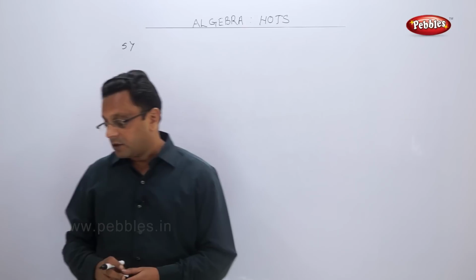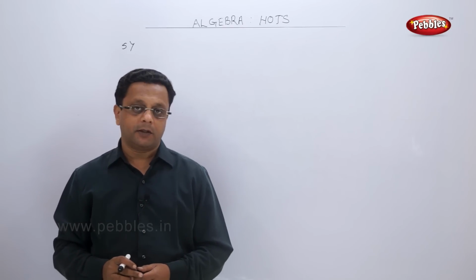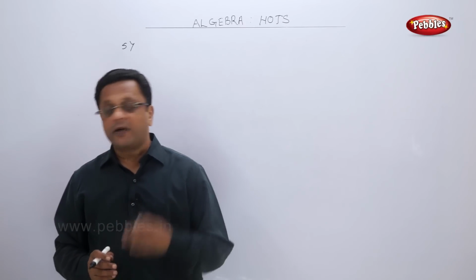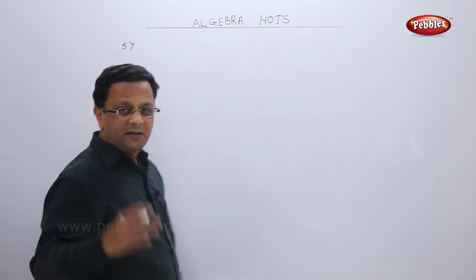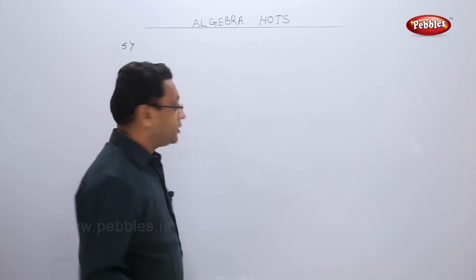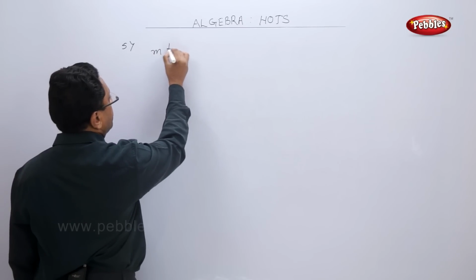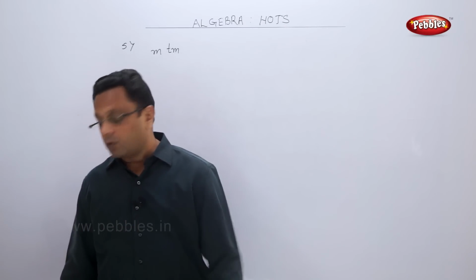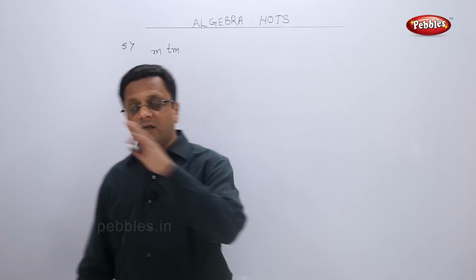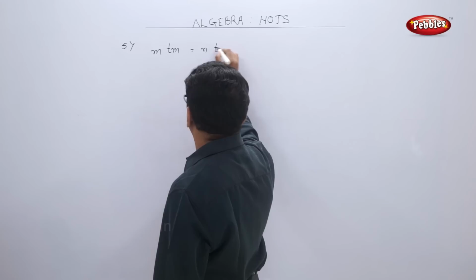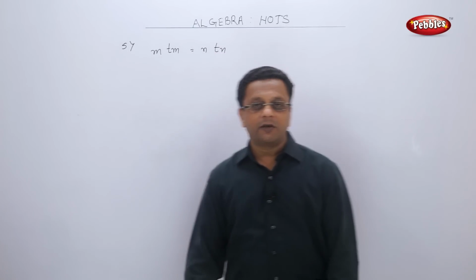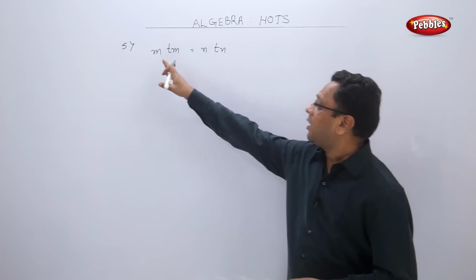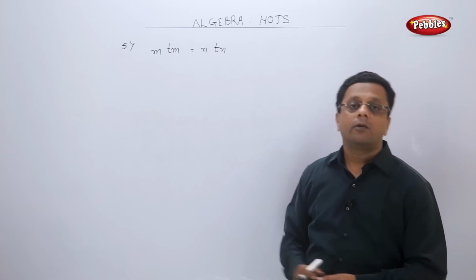If m times the mth term of an AP, it is tongue twisting to read, but it is very easy. So m times the mth term, m into Tm of an AP, is equal to n times its nth term. Though it is difficult to read or pronounce, it is very easy. It is nothing but m into Tm equal to n into Tn.